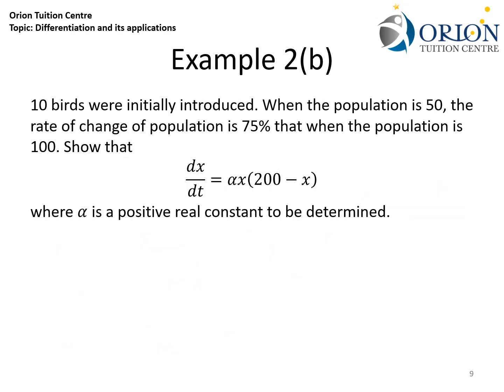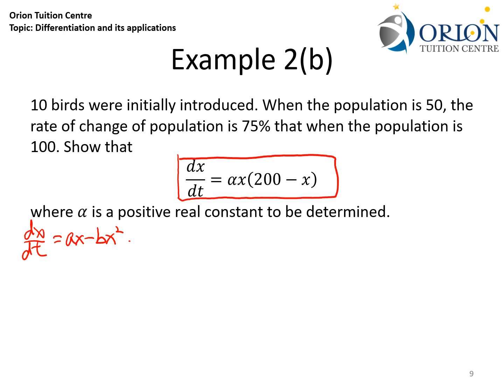Based on example 2a, we know that dx over dt is equal to ax minus bx squared. But now we see that the question wants us to show this DE instead, so there is just one unknown alpha instead of two unknowns a and b. So we have to make use of the clue given in the question in order to find out the relationship between a and b such that we can reduce one of the variables.